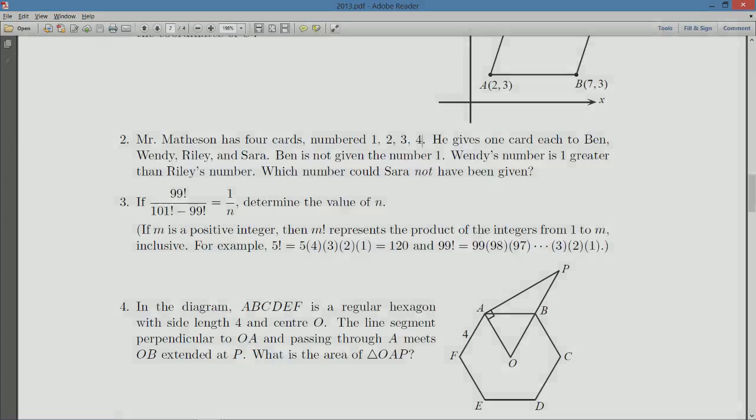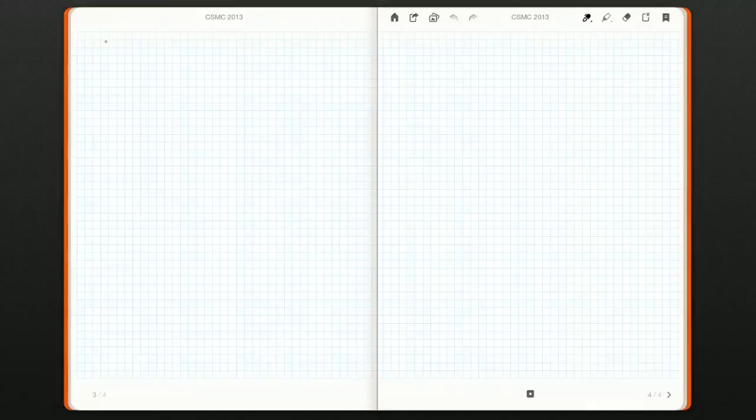Okay? So that's what we're going to do. We're going to say, can Sarah have the 1? Can Sarah have the 2? Can Sarah have the 3? Can Sarah have the 4? And see if we can find situations that satisfy all the other conditions.